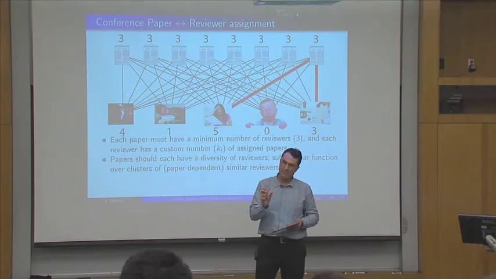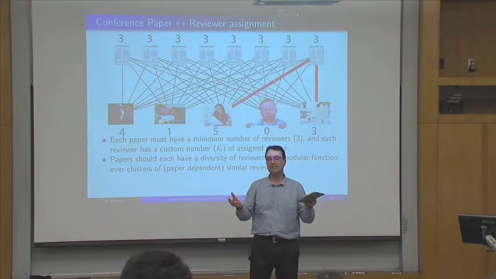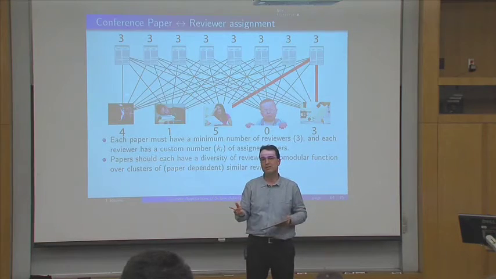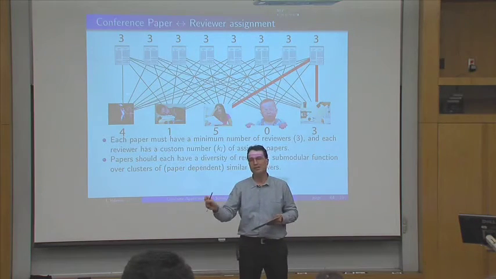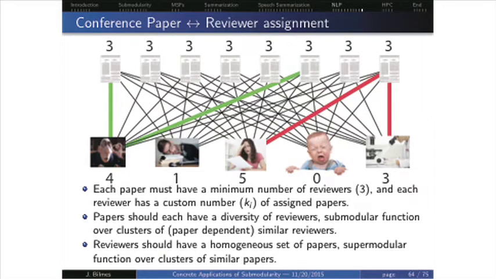The idea is that if every paper is assigned a diversity of reviewers, then that paper would be given a broad perspective evaluation, unlike if everybody was of one particular form. Yet at the same time, reviewers ideally should be given a homogeneous collection of papers to review.